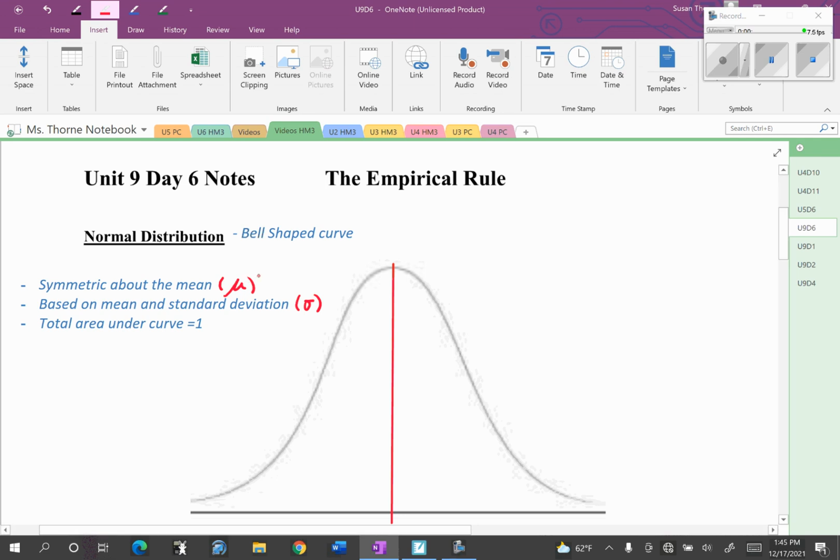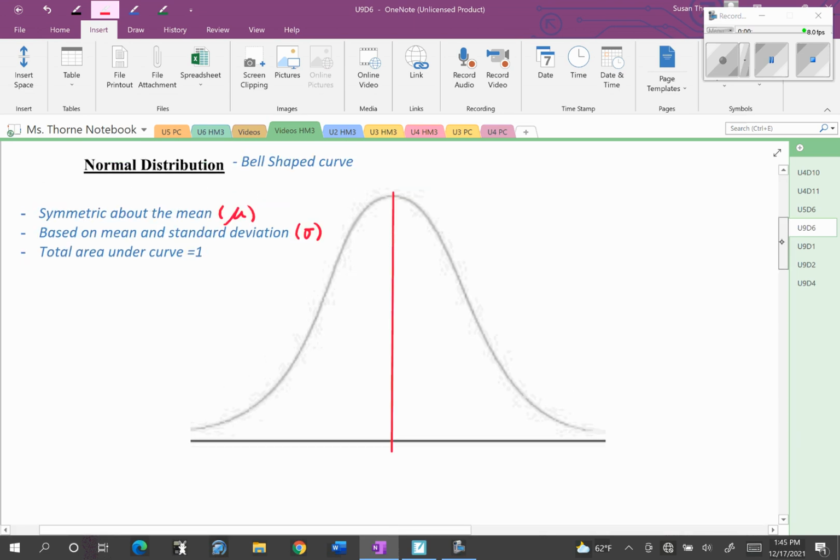So this distribution is symmetrical about the mean, and we use this Greek symbol, which we call mu. And it's based on the mean and standard deviation. So the standard deviation, we use this Greek symbol sigma, it's lowercase. And the total area underneath our bell-shaped curve is equal to 1. So let's go ahead and look at this.